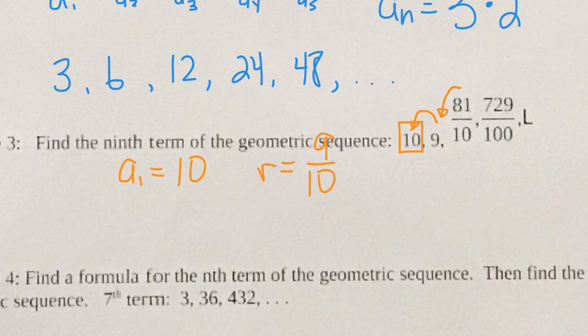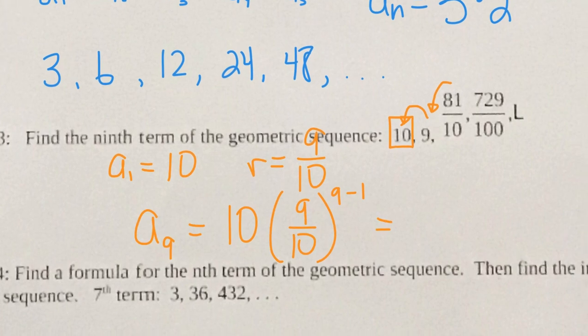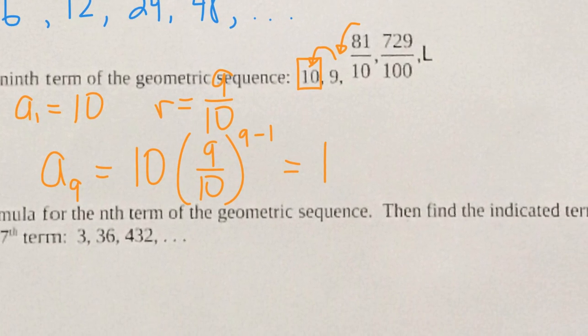Okay, so if we want the 9th term, that's a sub 9. A sub 9 is equal to 10 times 9 over 10 to the 9 minus 1 power. Okay, so that's how we start, by writing down the formula, right? Plugging in our first term and your n value. So now we can do a little bit of simplifying maybe before we put this into our calculator.